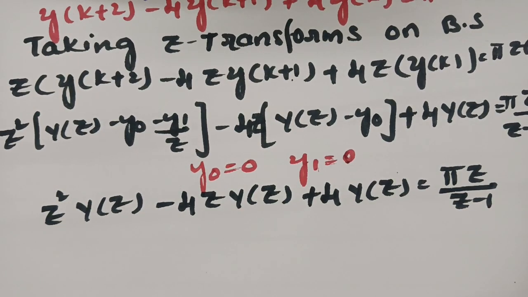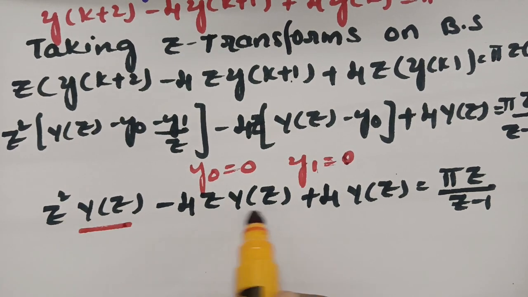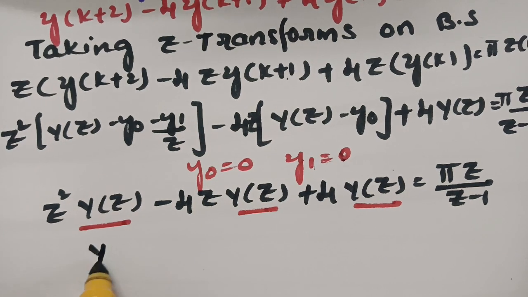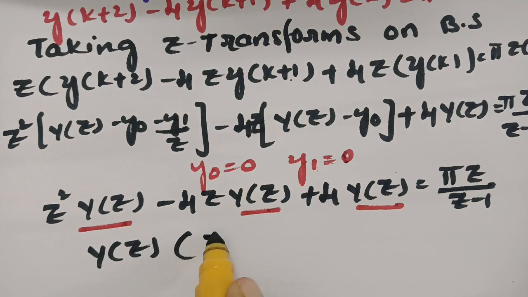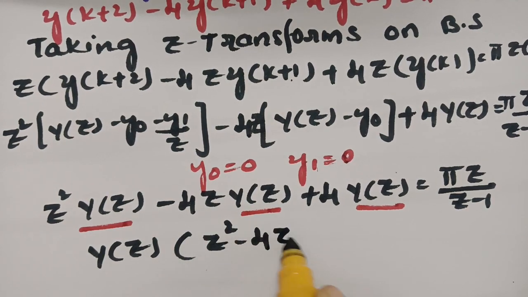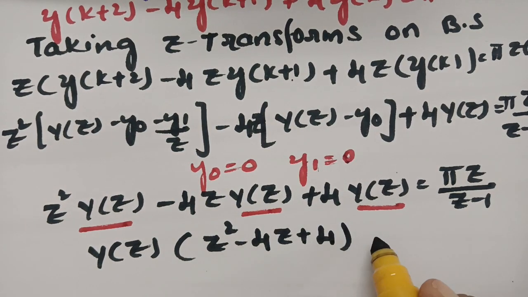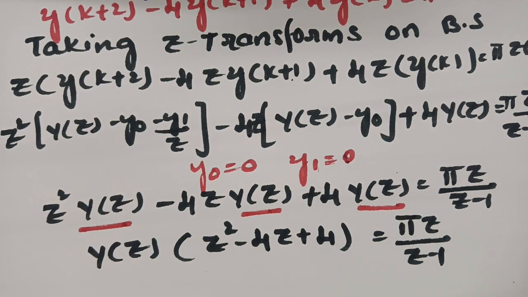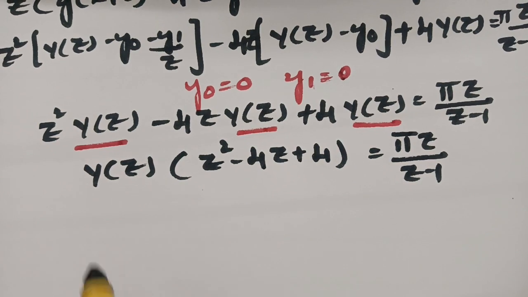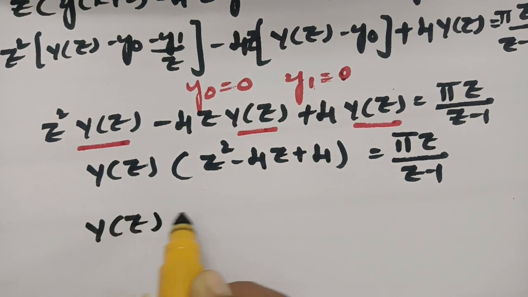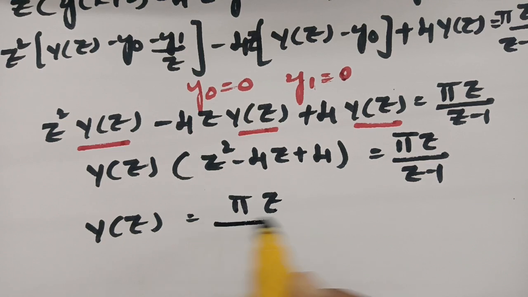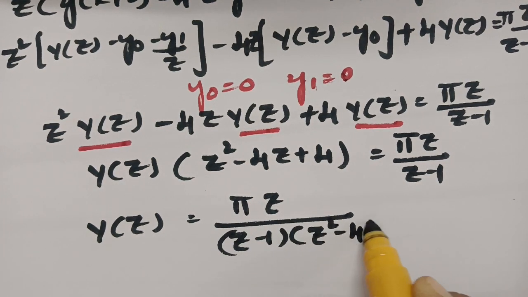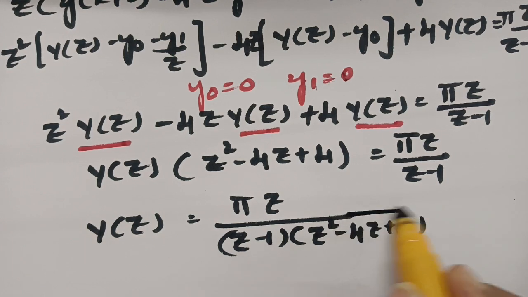Clear? So if I take Y(z) common from this equation, then what remains? Y(z) times (z² - 4z + 4) is equal to πz by z minus 1. Clear? And next, Y(z) can be written as πz by (z - 1)(z² - 4z + 4).